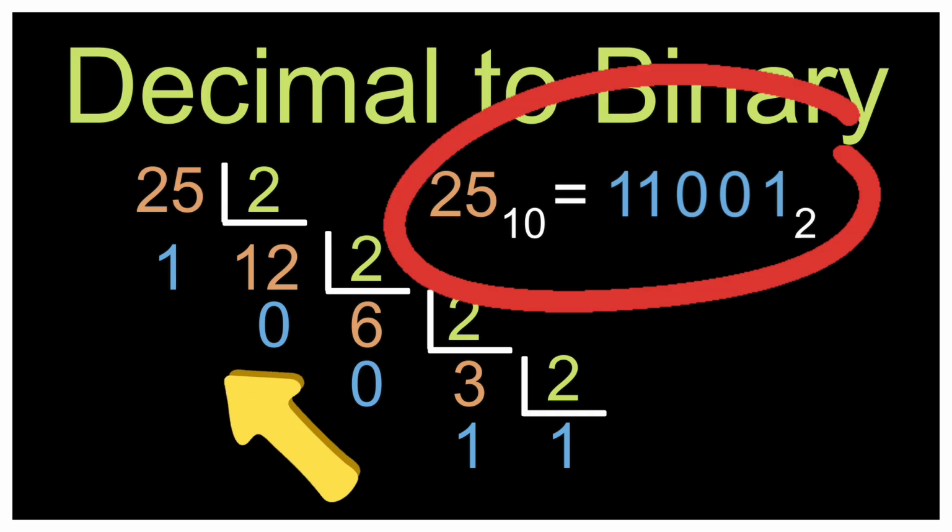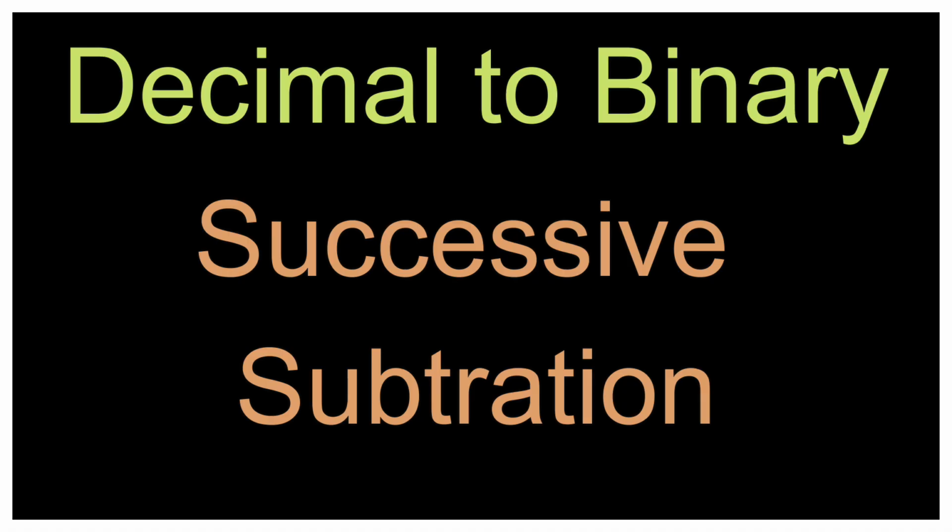Quite straightforward, isn't it? The second method is called successive subtraction. Here's how it works. Compare the number with powers of 2 from the largest to the smallest. If the power fits, you put 1. If it doesn't, you put 0. Let's try with an example.